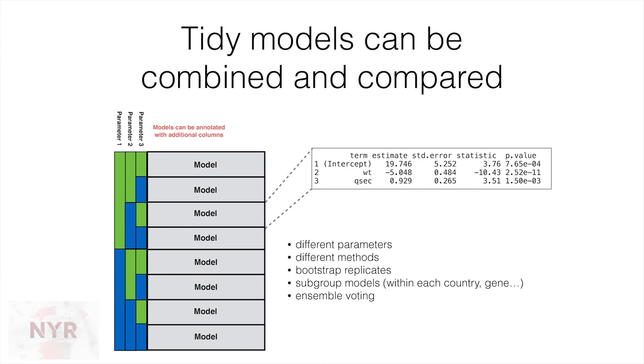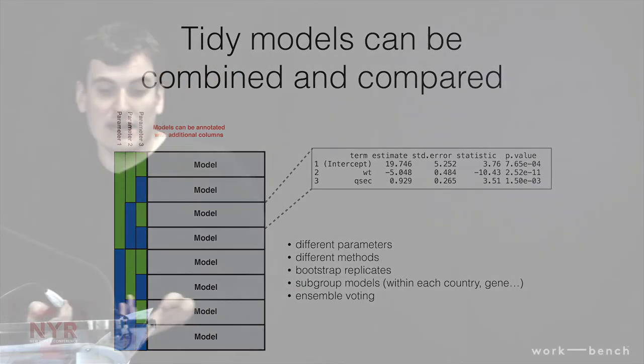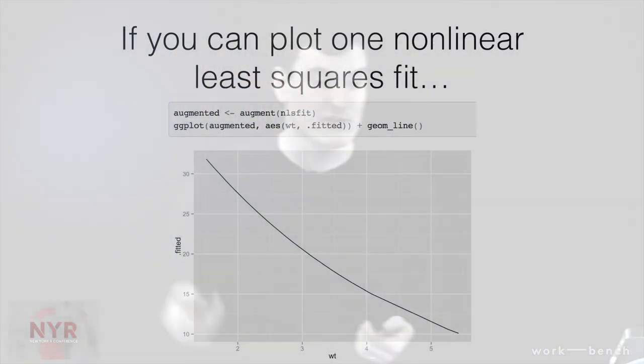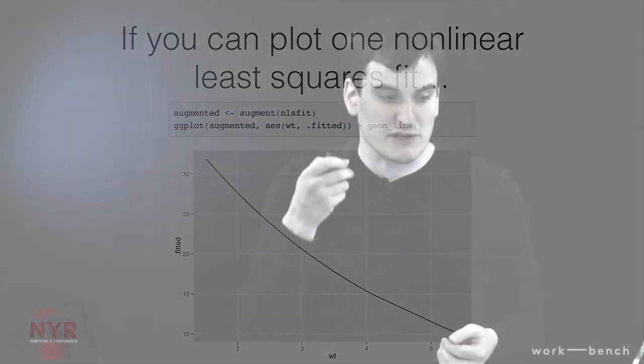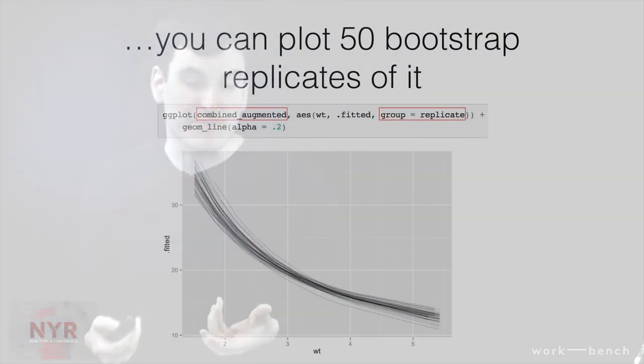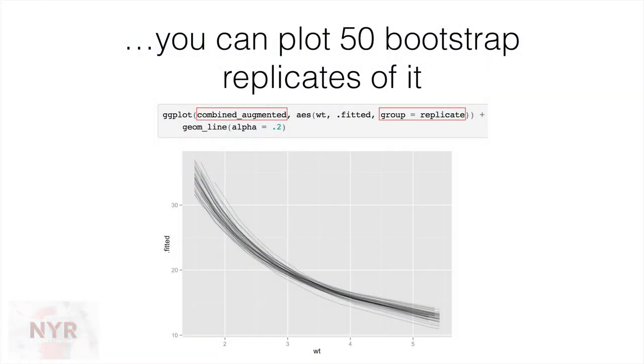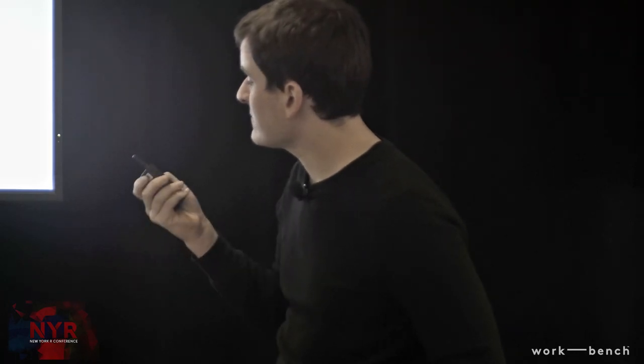So I'll give two examples here. We could plot a nonlinear least squares fit using ggplot2 with augment. I take a nonlinear least squares fit, I call augment on it, and I just say fitted value and draw a line. So pretty dull, nothing special, but if you can do that for one, then it's just a very short step away. Do it for, say, 50 bootstrap replicates, make them a little bit transparent, and then you can see how the variation in the bootstrap appears. I can spot outliers because we're able to recombine these models and plot them together in that way.